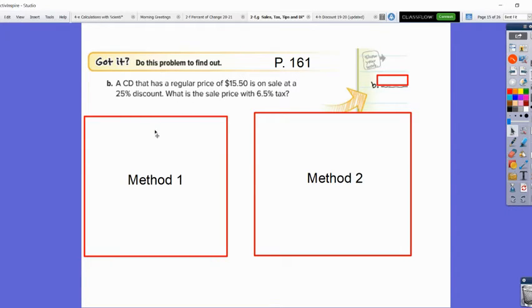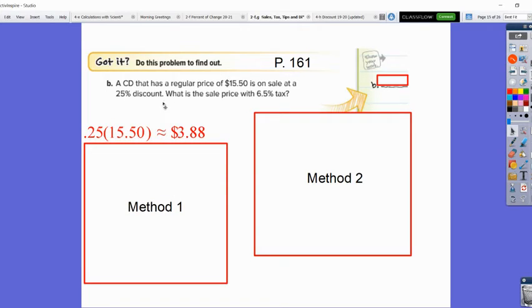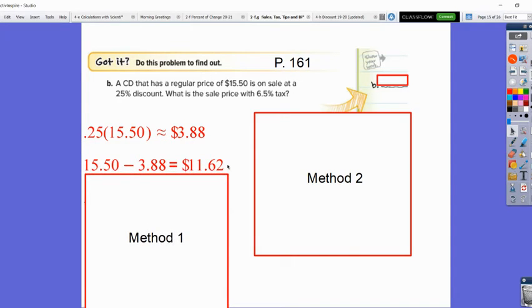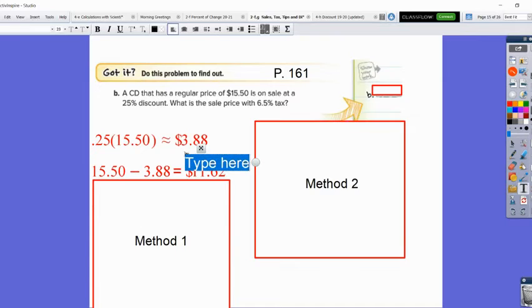All right. So method 1, first we're going to find the sale price, which means we find the discount, 25% off. 25% off of $15.50 is $3.88, rounded to the nearest cent. We subtract that from the original price to get a sale price of $11.62. This is the sale price. We label all these numbers here. Sale price. $3.88 is the discount. That's the amount that is taken off.